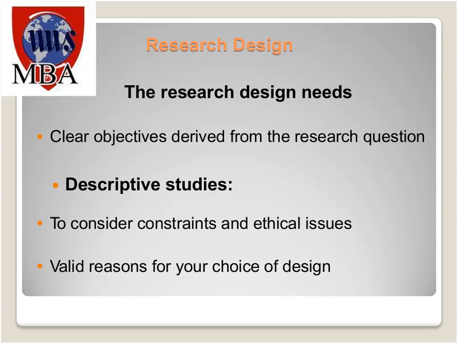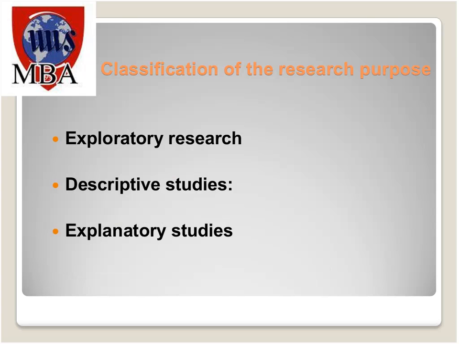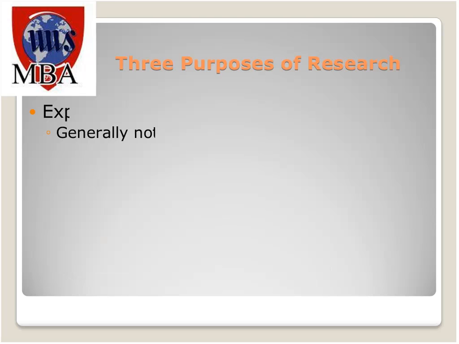So we talk about research design as a classification, all right, here. If we want to talk about classification of research purpose or research design, it's exploratory research, descriptive studies, and explanatory studies. So these are the 3 main types of research purpose or research design that you can always see in a thesis, where the researcher or author mentions which method they use. So we will explain.